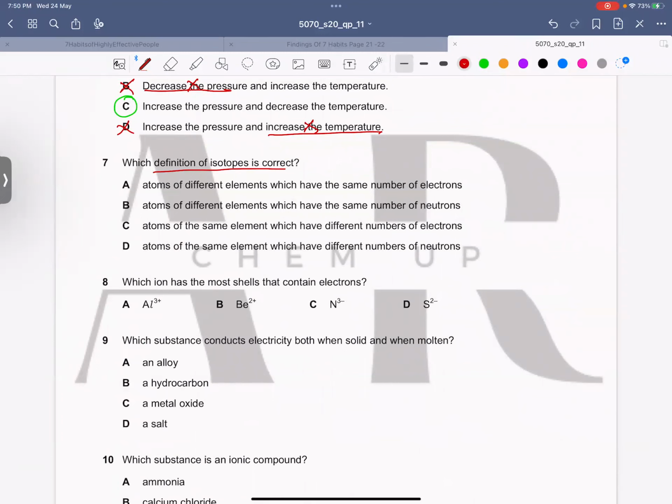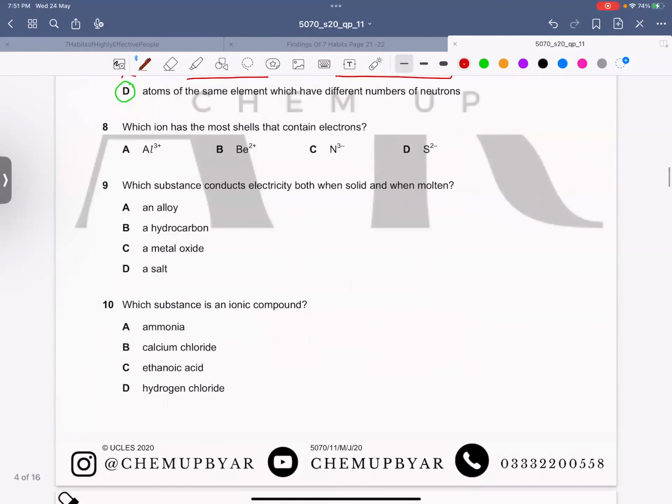Now question number 7. Which definition of isotope is correct? Atoms of different elements. Here it goes wrong because these are atoms of the same element. Atoms of the same element which have a different number of electrons. No, so C also goes wrong. It means the D option is your correct answer, because isotopes are atoms of the same element having the same number of protons or electrons, but a different number of neutrons or nucleons.